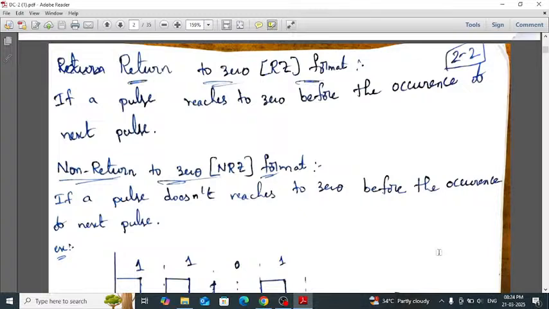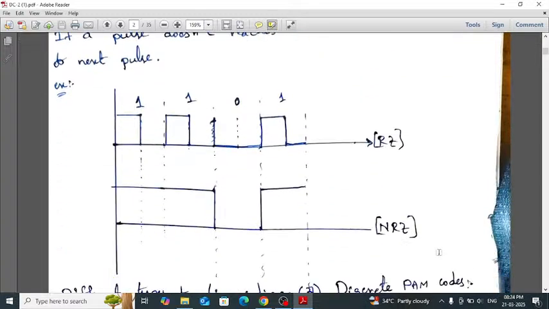So return to 0 format, non-return to 0 format. Now what are the example formats for return to 0 and non-return to 0? If this is a symbol duration, the pulse will be present for only half of the symbol duration. If the pulse is present for the full symbol duration, then it is called non-return to 0 format. For 0, 0 level only. Take these two examples, return to 0 and non-return to 0.